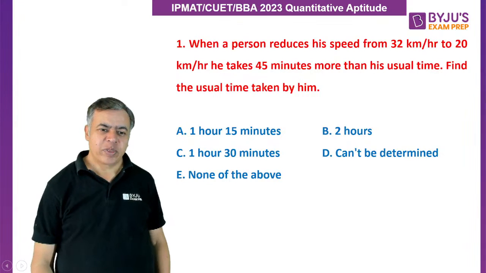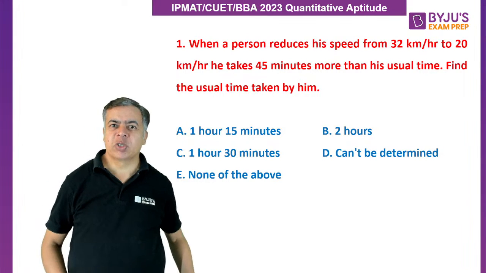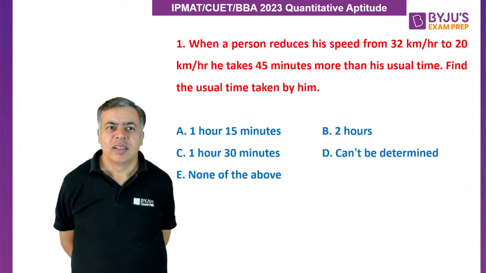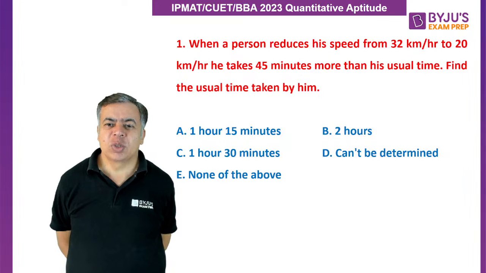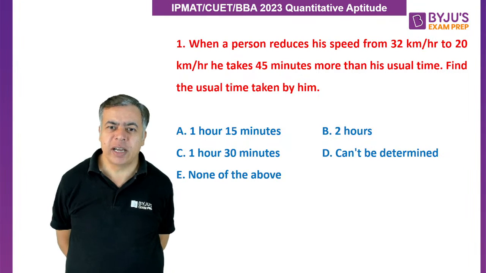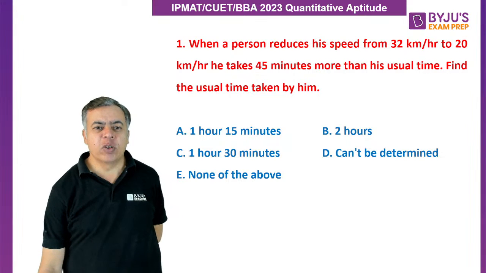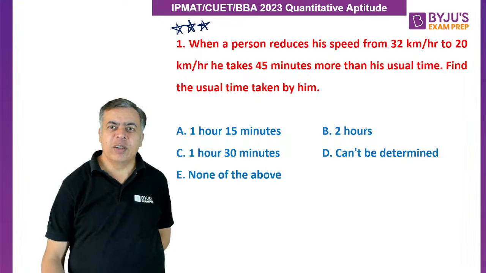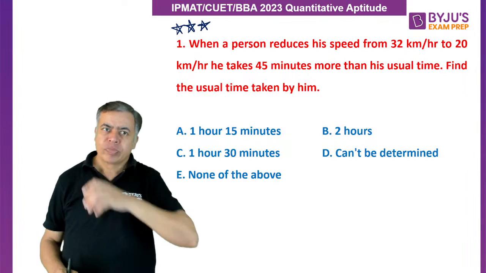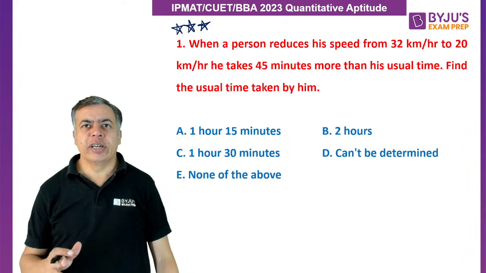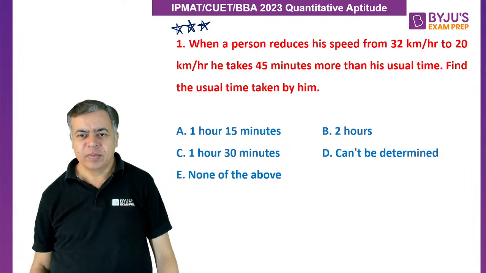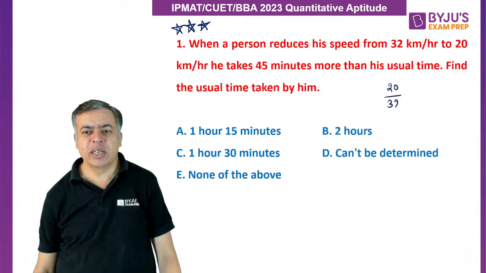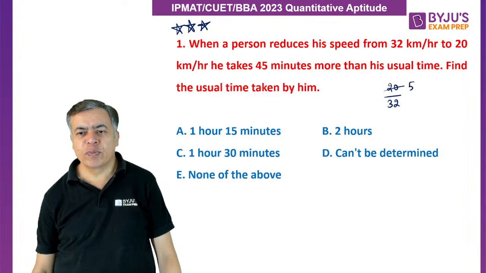Right, this is the first question. When a person reduces his speed from 32 to 20, he takes 45 minutes more than his usual time. Find the usual time taken by him. This is one of the common questions, one of the examiner's favorite questions. If you change speed from 32 to 20, your final speed is 20, your initial speed was 32, that means speed becomes 5 by 8.